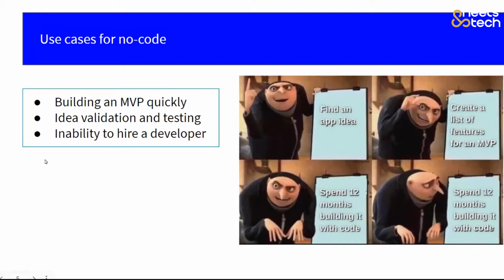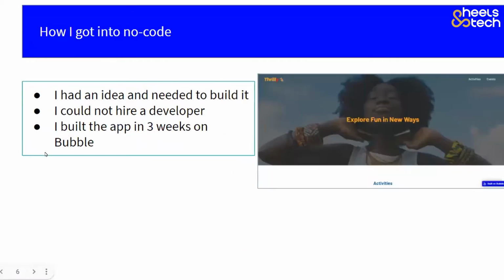Yeah, so just a little bit about how I got into no code, and then we can start looking at Bubble. So I got into no code because I had an idea and no developer. The idea I had is called Truly. It's a marketplace for fun seekers and also people who provide those fun activities. Think of it like Airbnb experiences, right?